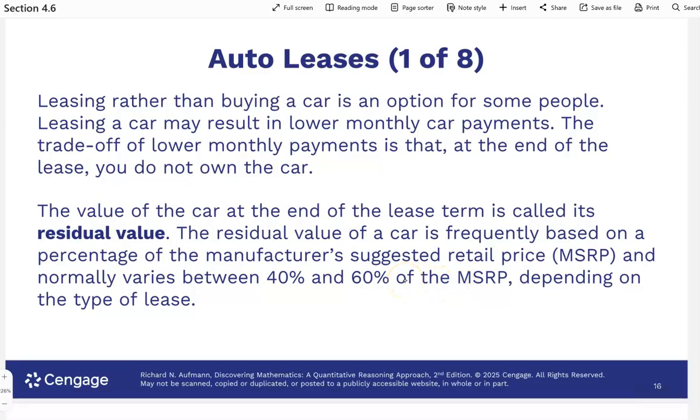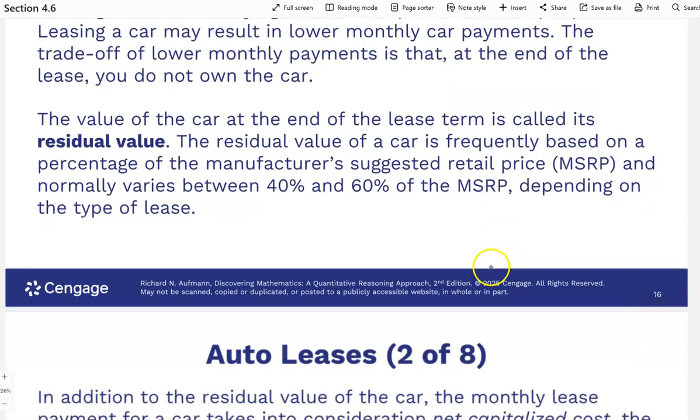The value of the car at the end of the lease is called its residual value, and it's based on a percentage of the manufacturer's suggested retail price. That's the MSRP price. And it's usually between 40 and 60% of the MSRP, depending on the type of lease.